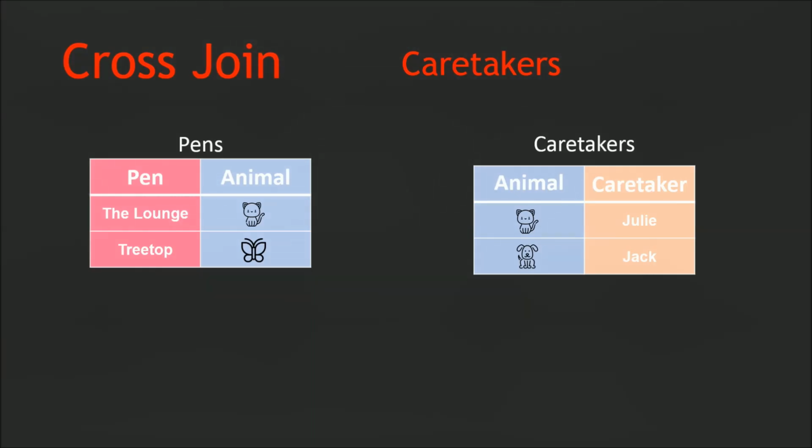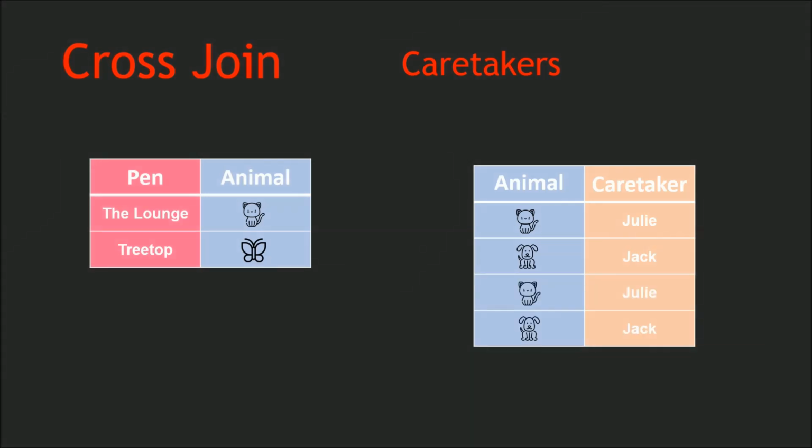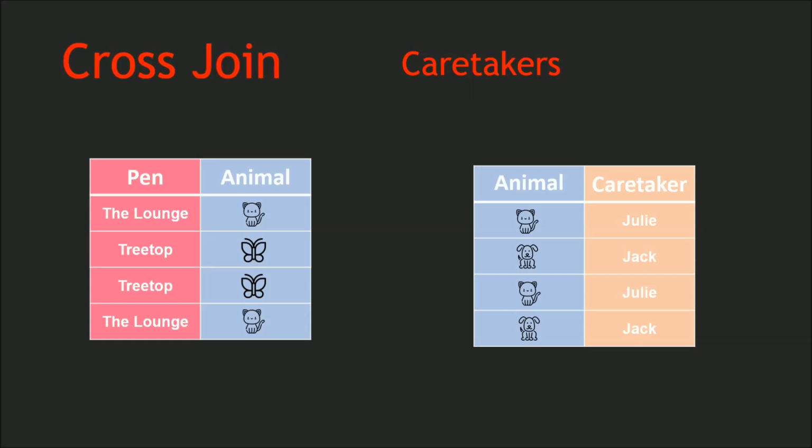And what a cross join does is it results in every single row of the pens table being matched up with every single row in the caretakers table. And I only used 2 rows in each table because this thing would blow up fast and be a giant pain to animate. So what happens here, it's going to create duplicates to match up in the caretakers table, and it's also going to create duplicates to match up in the pens table. And as you can see, everything is going to match up with everything else, whether they match or not.